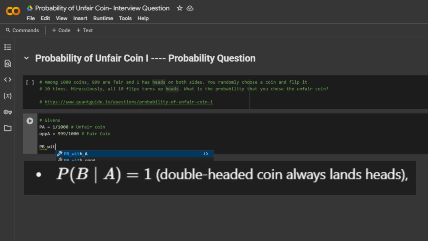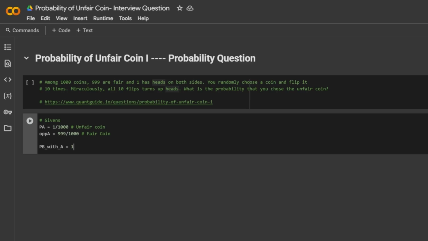Now, given that the one coin is unfair, we're going to know that the probability of getting heads every time is just 1, because there's only one option and it's just heads. Heads is on both sides. So we know the probability of getting heads is 1.